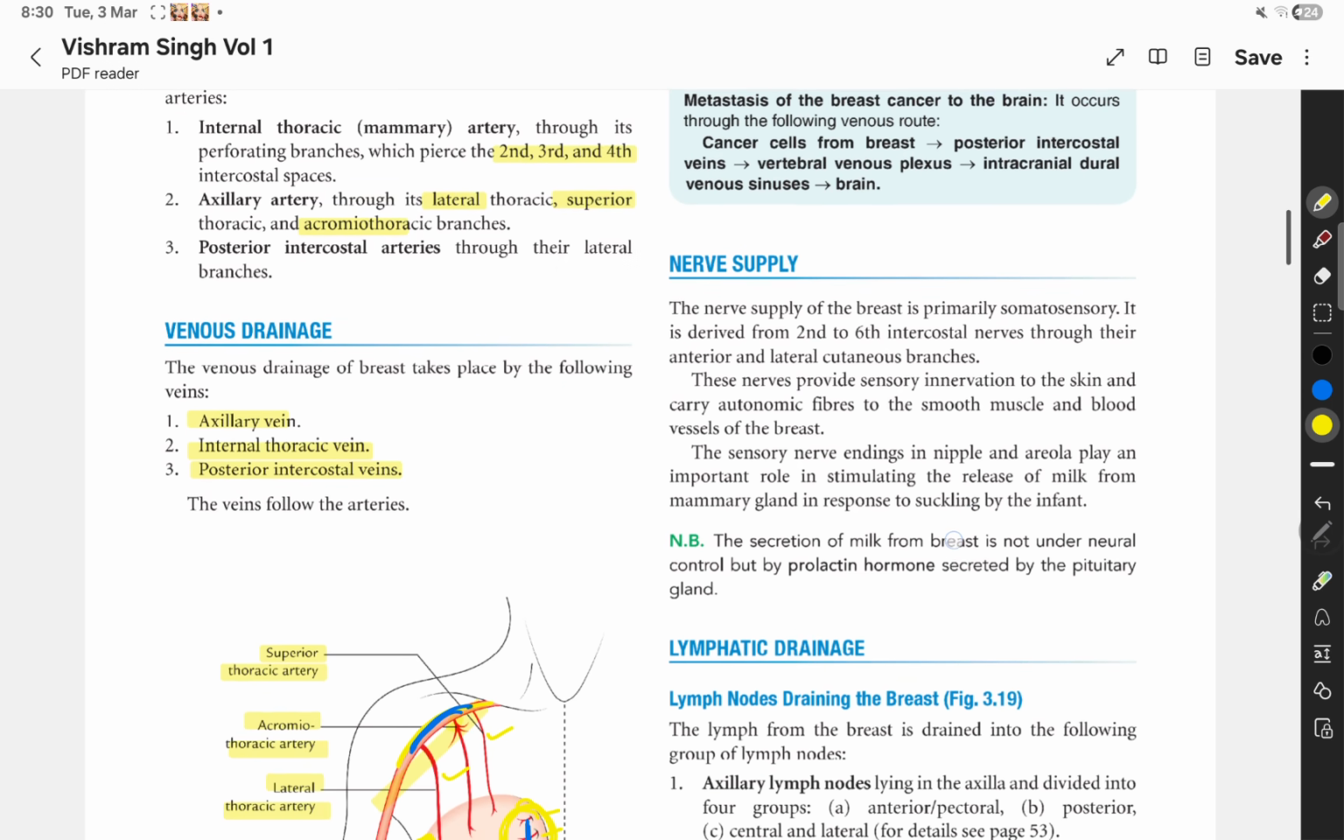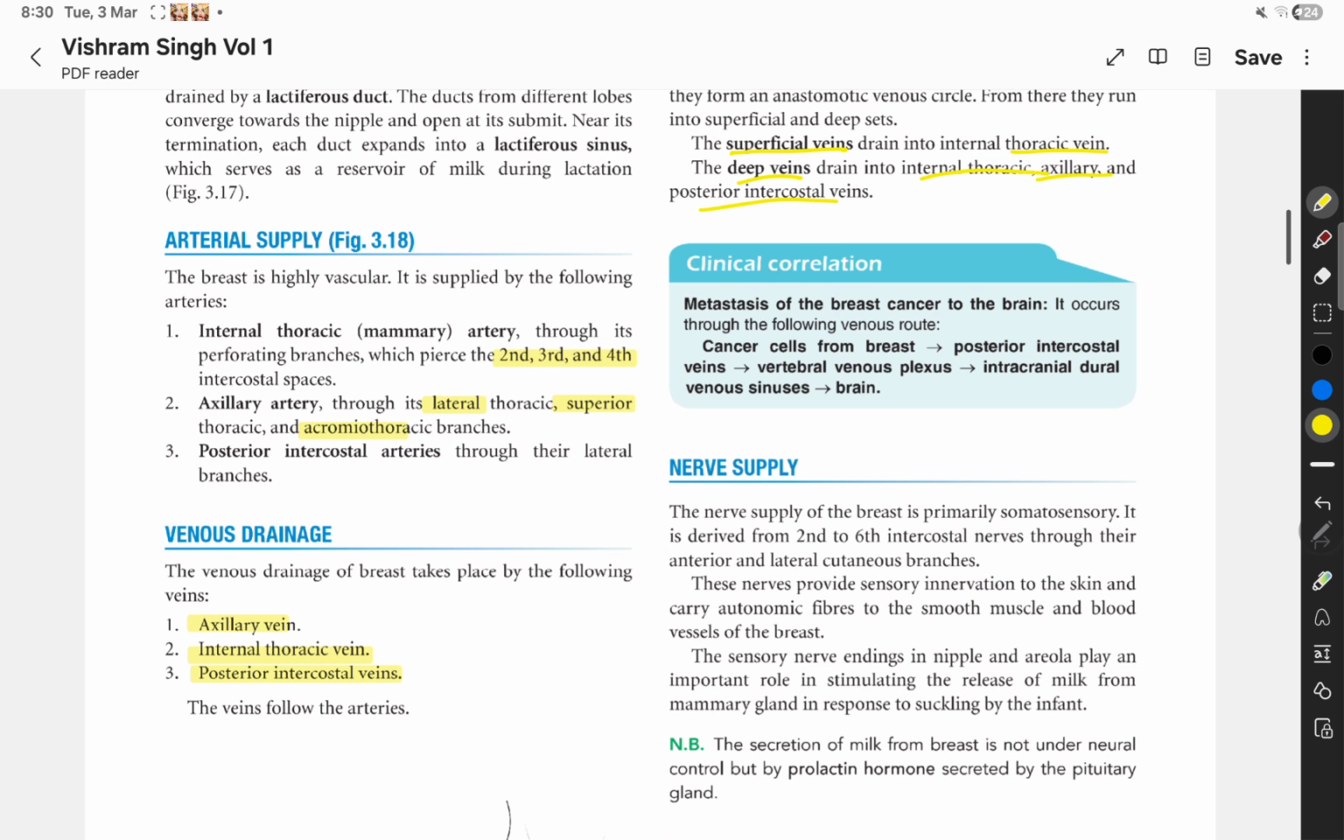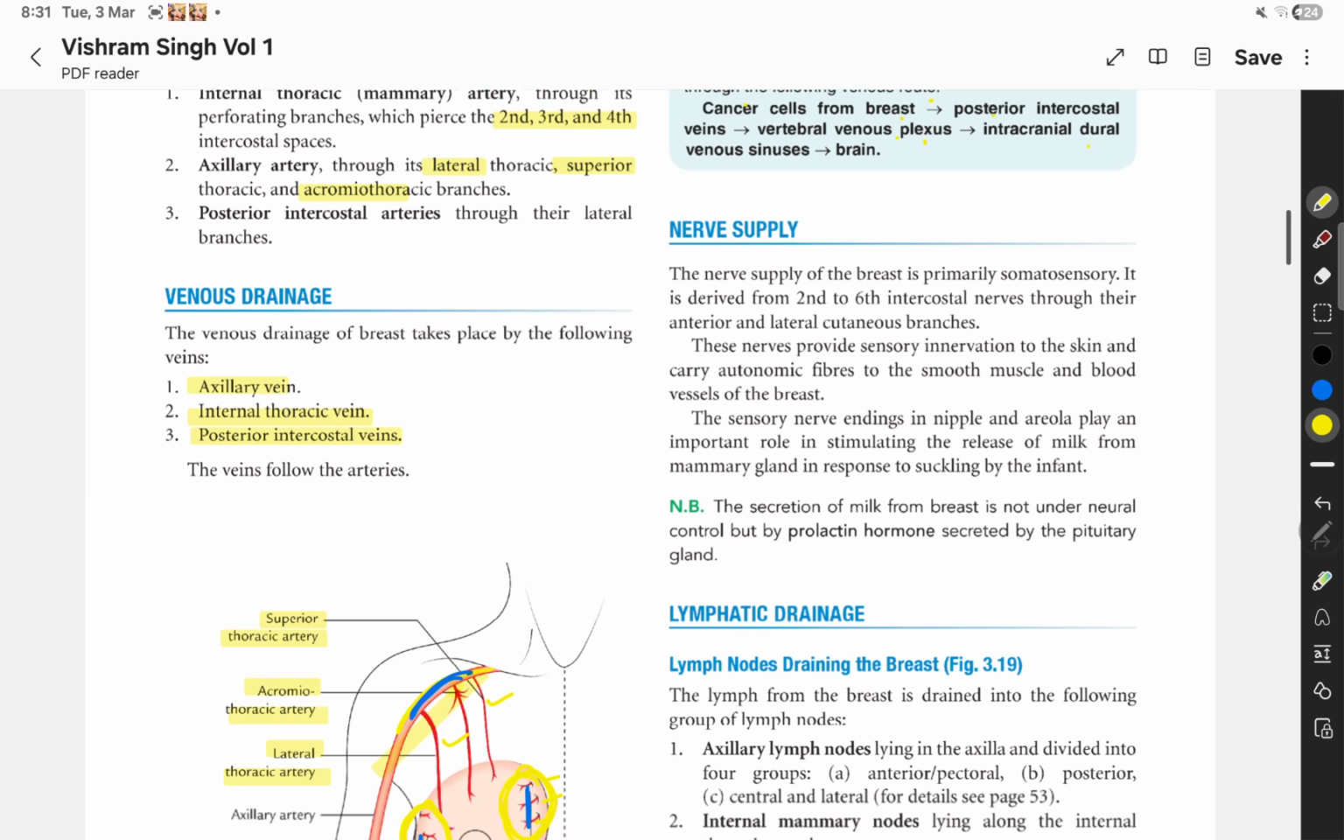Next, nerve supply. Clinical correlation: metastasis of breast cancer to the brain. It occurs through the following route: cancer cells from the breast, posterior intercostal veins, venous plexus, vertebral venous plexus, intracranial, pterygoid venous plexus, and brain.